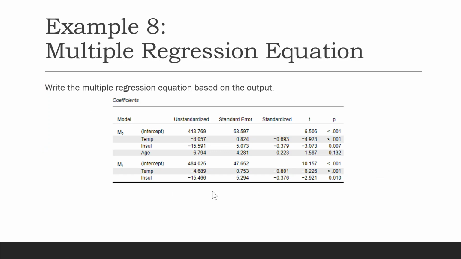so we can write our multiple regression equation based on the output. We have our outcome variable, heating cost, equals our intercept plus a negative 4.689 times this variable, which is temperature. So instead of saying plus negative, I just said minus. And then plus another negative 15.466 times our insulation variable. All right, that is our equation.